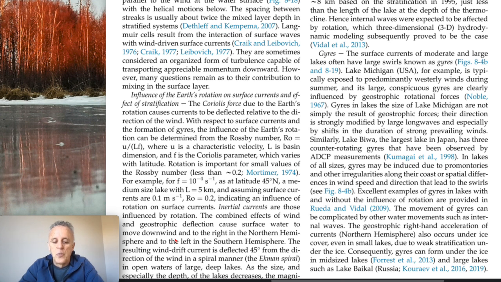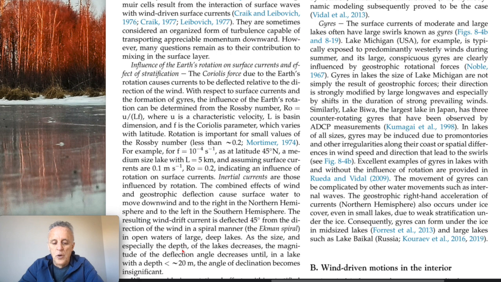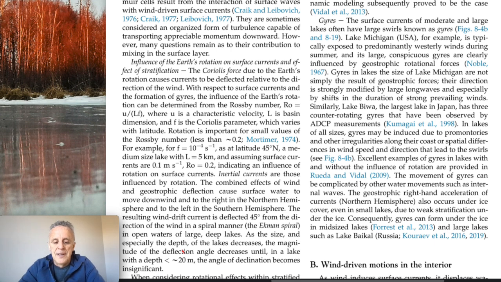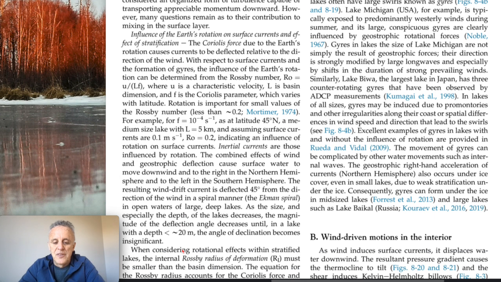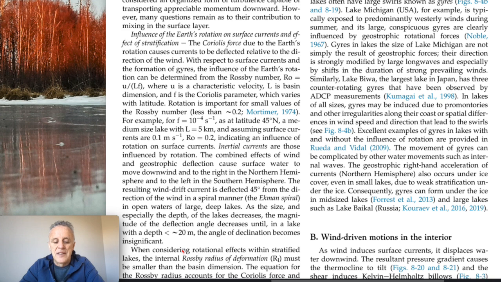The combined effects of wind and geostrophic deflection cause surface water to move downwind and to the right in the northern hemisphere and to the left in the southern hemisphere. The current deflects from the direction of the wind in a spiral manner, the Ekman spiral, in open waters of large deep lakes. As the size and especially the depth of the lake decreases, the magnitude of the deflection angle decreases until in a lake with a depth of less than 20 meters, the angle of deflection becomes insignificant.